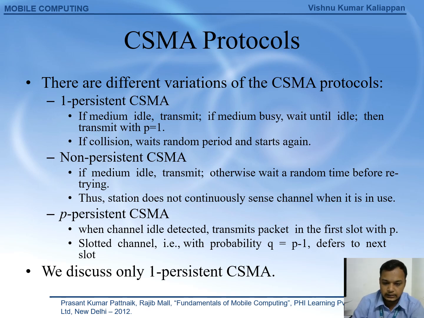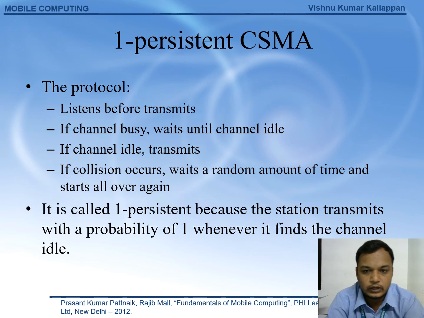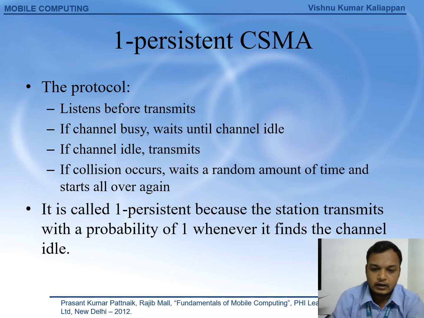We discussed the one-persistent CSMA. In one-persistent CSMA, the protocol listens before it transmits. If the channel is busy, it waits until the channel becomes idle. If the channel is idle, it can transmit the data. If a collision occurs, it waits a random amount of time and starts the transmission all over again. It is called one-persistent because the station transmits with probability 1 whenever it finds the channel idle. Whenever the probability value is 1, it tries to send the data.